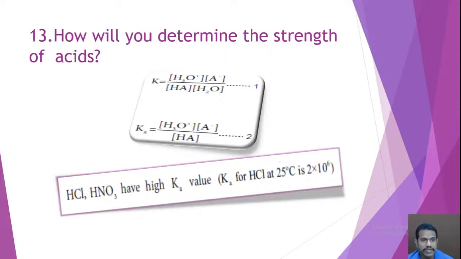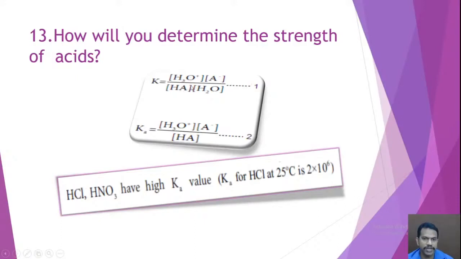Now question number 13. How will you determine the strength of acid? According to the general equation I have written, HA means HCl, a strong acid. For example, we are going to determine whether HCl is a strong acid, and what the strength of the acid is. So how do we write it? According to the equation, we write product concentration divided by reactant concentration. HCl dissolved in water gives H3O plus and Cl minus. In the place of Cl minus, A minus is given; in the place of HCl, HA is given.